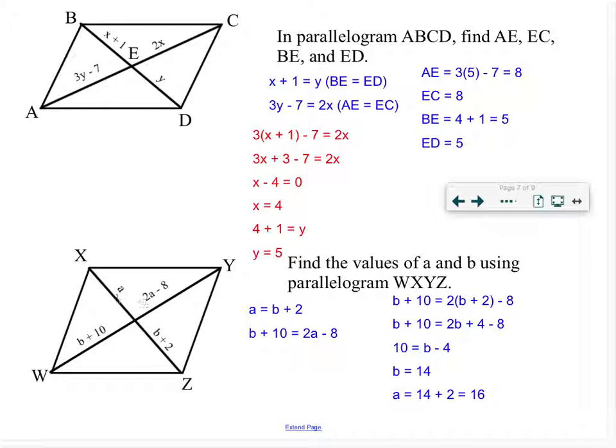In the bottom problem, same idea. I set the two parts of the diagonal equal to each other. Again, I chose substitution. It just seemed easier there. So I put the b plus 2 in for the a here. I substituted b plus 2 for a. I solved that. I got b was 14, and to get a, I just plugged my value of b, which I found to be 14, back in, and 14 plus 2 is 16. So my values are 14 and 16.